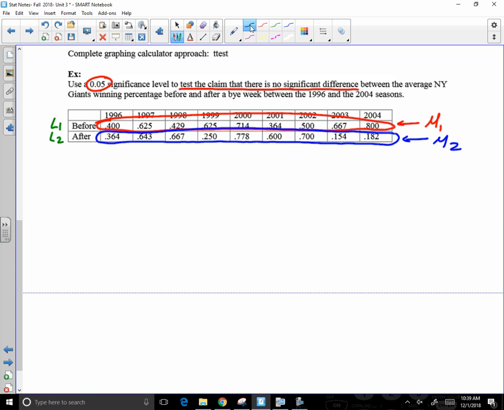All right, so what they're asking us to do here is to prove or disprove that there is no significant difference. If something has no difference, it means that they're equal. So they're asking us to show that mu1 and mu2 are equal to one another. All right, so that's a null hypothesis.